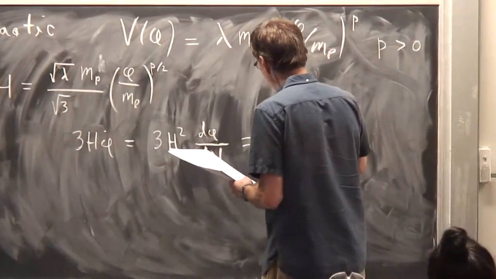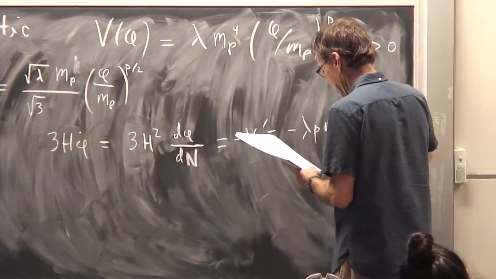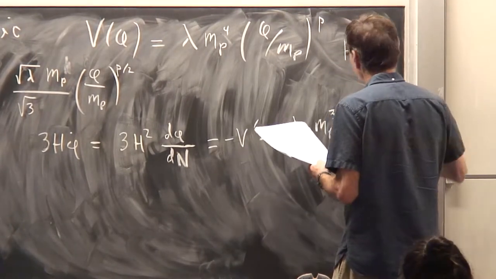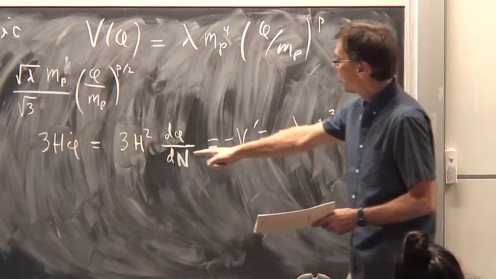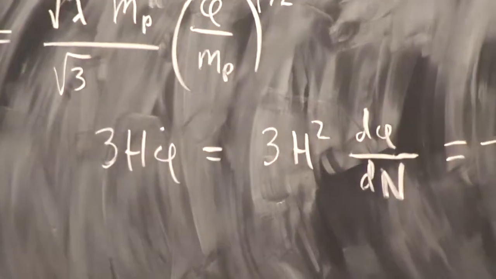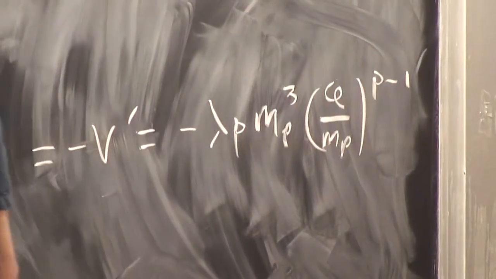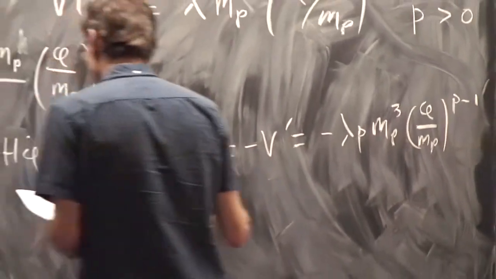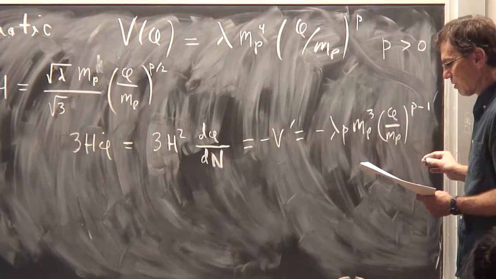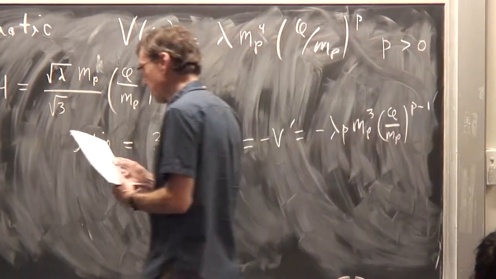So this is minus v prime, which is minus lambda p m Planck cubed phi over mp to the p minus 1. And h squared, of course, is just coming from this. So if we put that together, we get a very simple differential equation. D phi dn is some function of phi, and you can just integrate it.